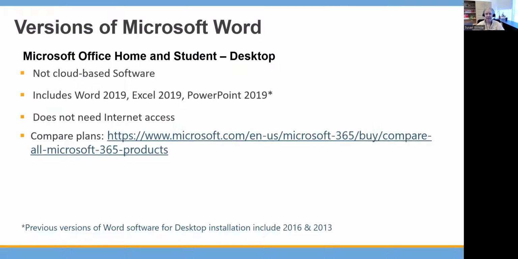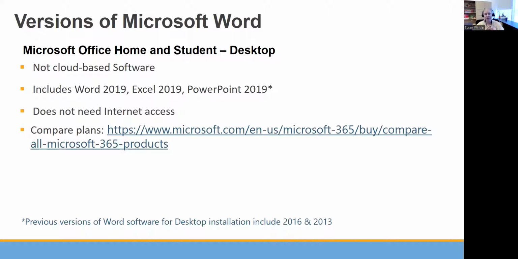Okay. And then there's the Microsoft Office Home and Student, which is the desktop version, which means you basically can use it on your computer without having an active connection to the internet. The ones that require internet access are considered cloud-based software. This is not cloud-based software. You can buy it, and the newest version will actually include Word 2019 and Excel 2019 and PowerPoint 2019.